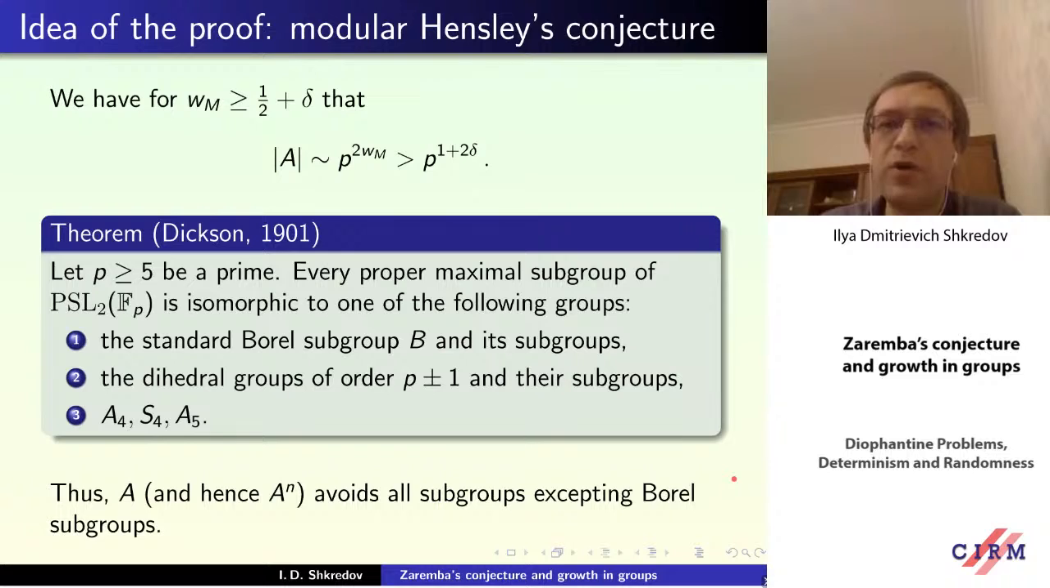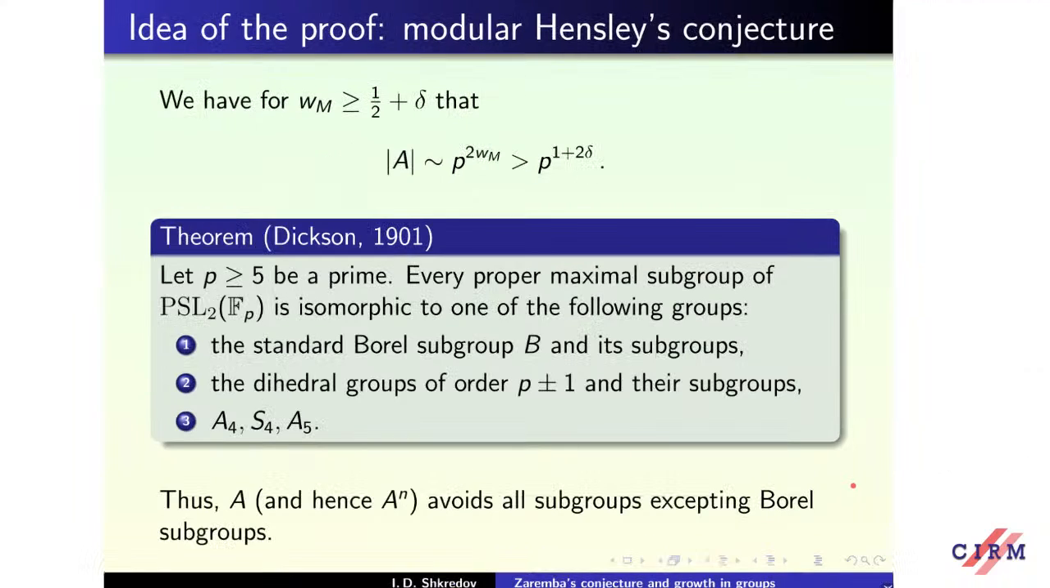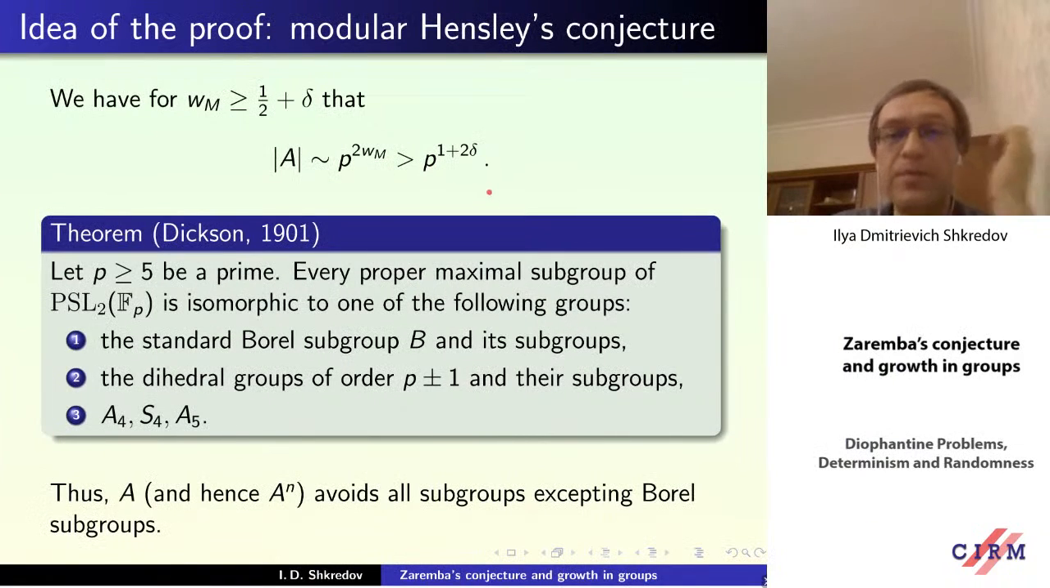So what about the modular Hensley conjecture? In this situation, my set A is thinner. The Hausdorff dimension is just a little bit greater than 1/2. So the size of A is P to the 1 plus epsilon, more or less. Here, another classical result helps us. It's a structural theorem of Dickson.